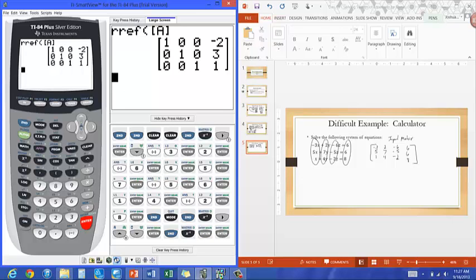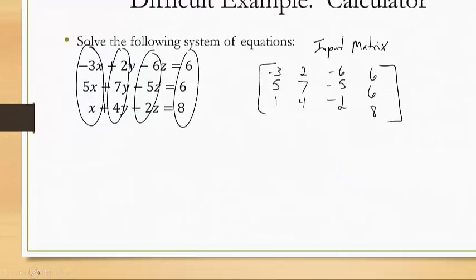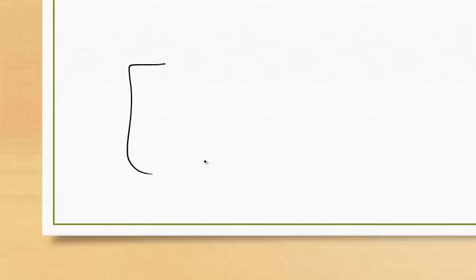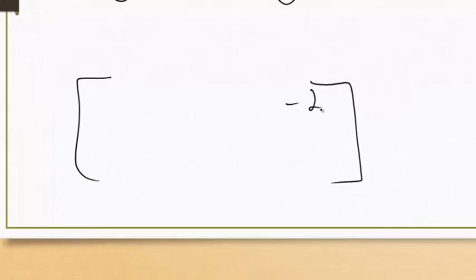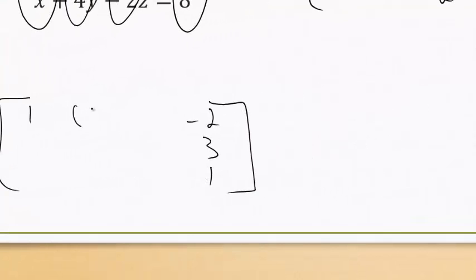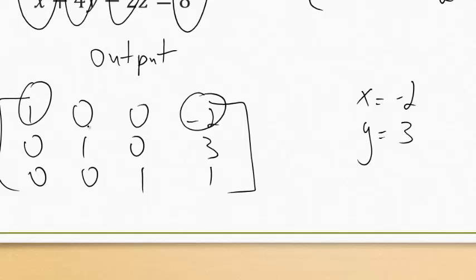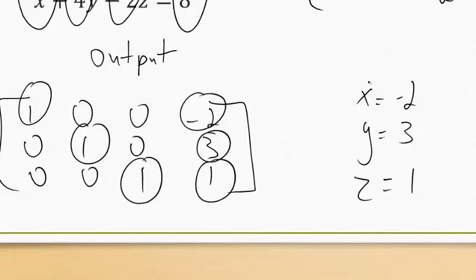So now our solution is -2, 3, 1. And this is our output matrix. So now let's go back to our PowerPoint. Do our output matrix. So here's our output matrix. -2, 3, 1. So we're going to have 1, 0, 0, 0, 1, 0, and 0, 0, 1. Output matrix is right here. So then our solution will be x equals -2, y equals 3, and z equals 1. There you go.